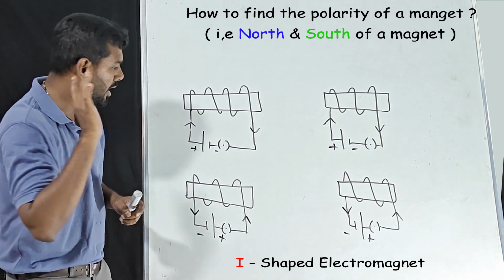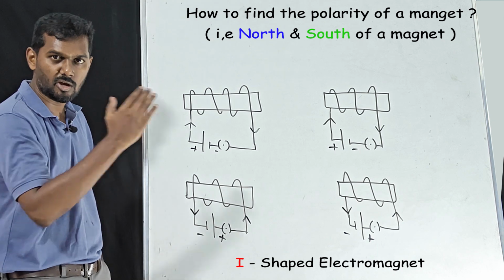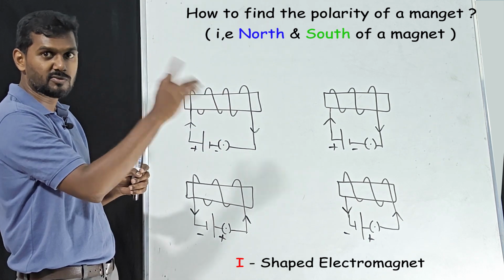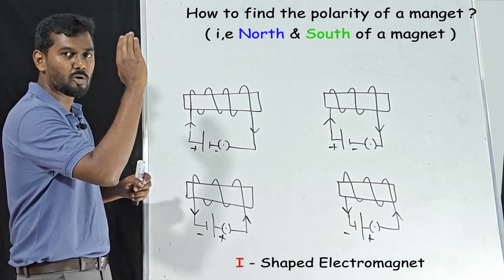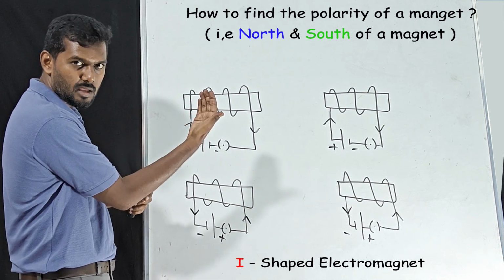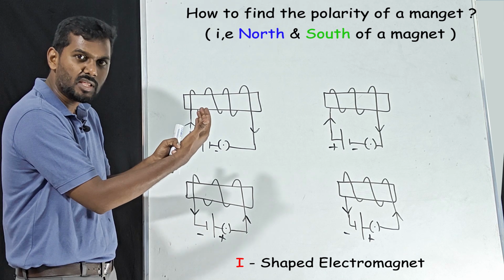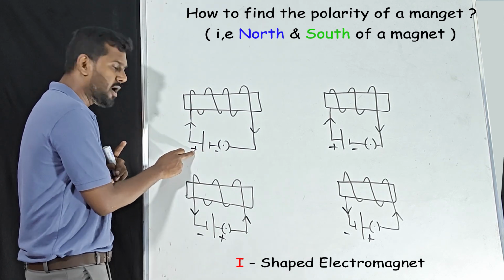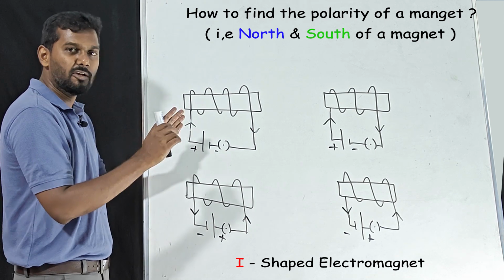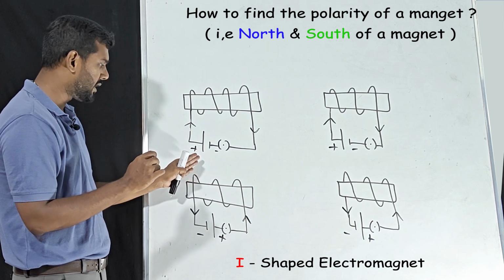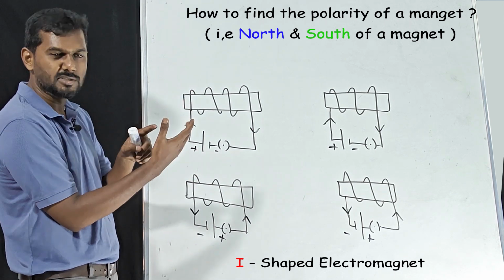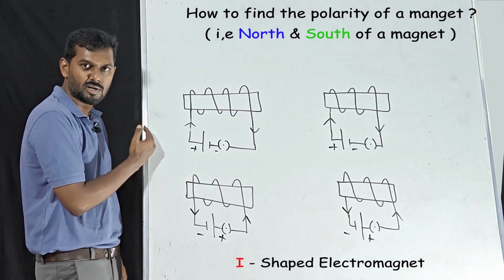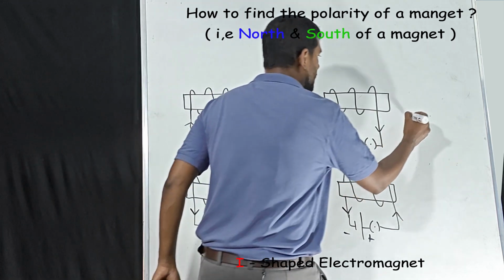Where is the plus? Listen, whether you're holding like this or like this is very much important. Listen carefully. This thumb represents north sometimes, south sometimes. That completely depends upon the positive terminal of the battery. If the positive terminal of the battery is towards the left, I'll write it here.